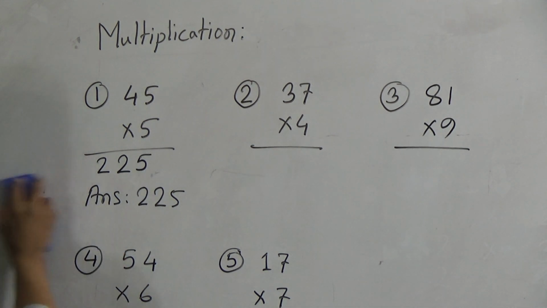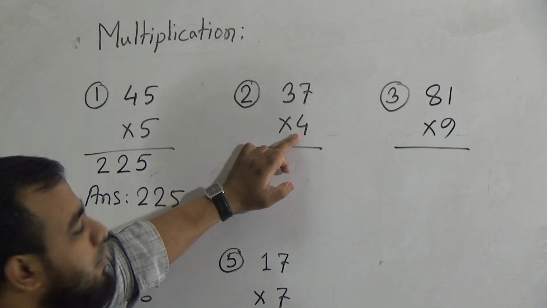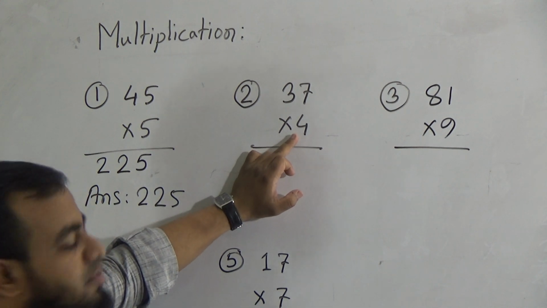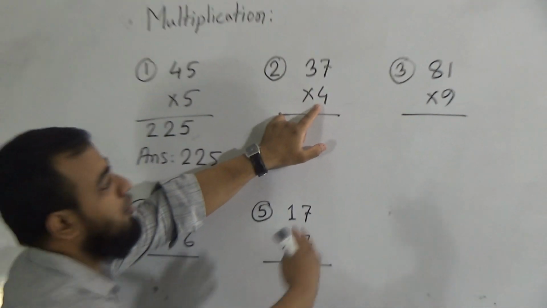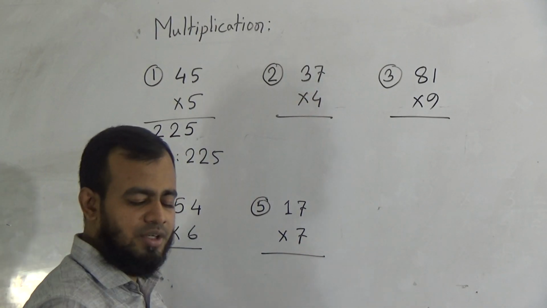Now we will solve question number 2, which is 37 multiplied by 4. That means we should multiply 37 by 4. To do this multiplication, we need to memorize the times table of 4, and we should start from the right side. That means first of all we should multiply 4 with the 7. So count the times table of 4.